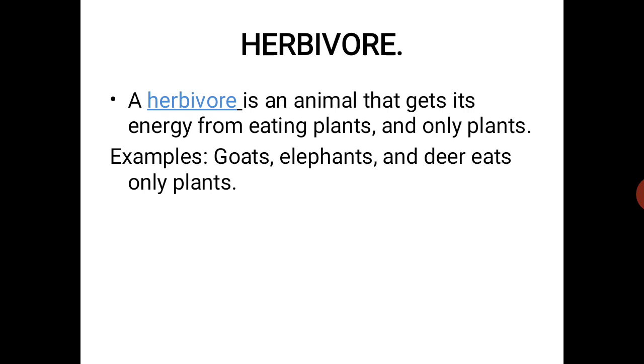The first point, herbivore. A herbivore is an animal that gets its energy from eating plants and only plants. In simple terms, it means that a herbivore is an animal which eats only plants. Examples are goats, elephants, and deer, which eat only plants.